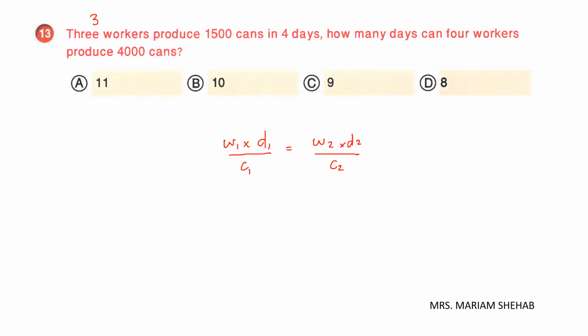3 workers here produce 1,500 cans in 4 days. So W1 is 3, D1 is 4, number of days here, this is D1, over 1,500 should be equal to number of workers here is 4. How many days? Let's say D days over 4,000 cans.